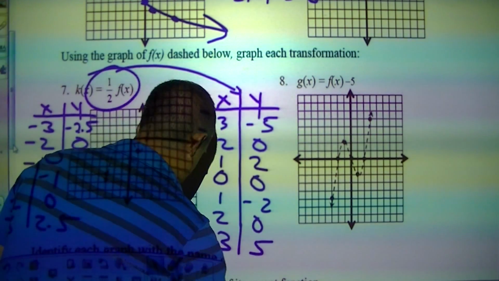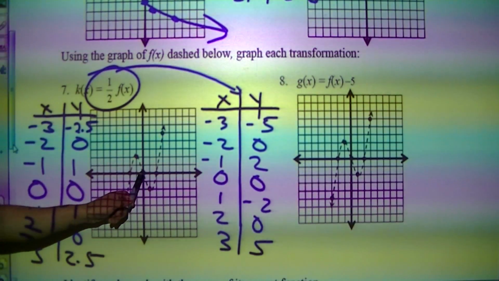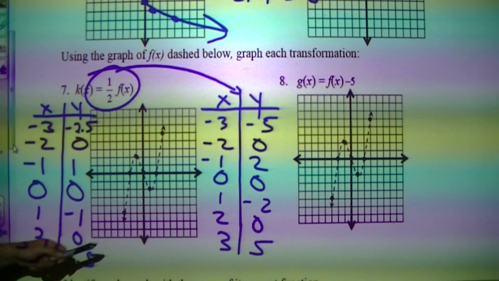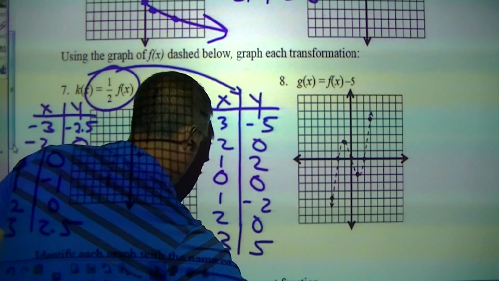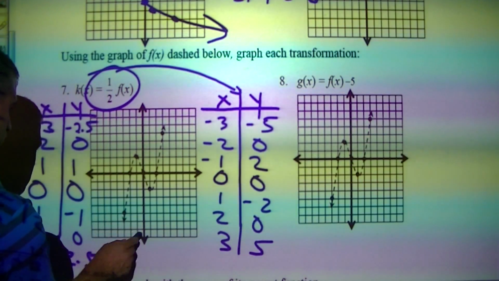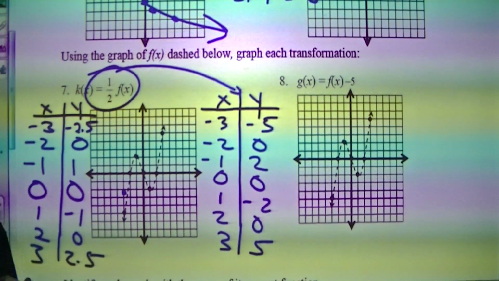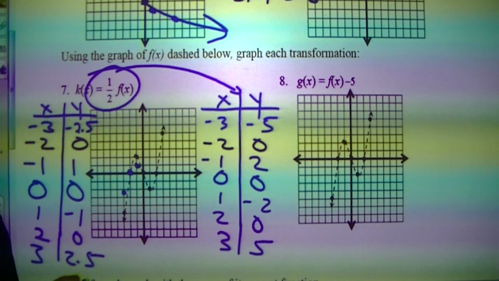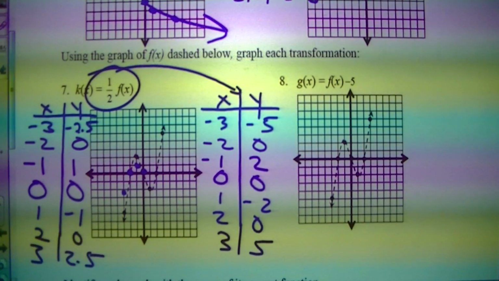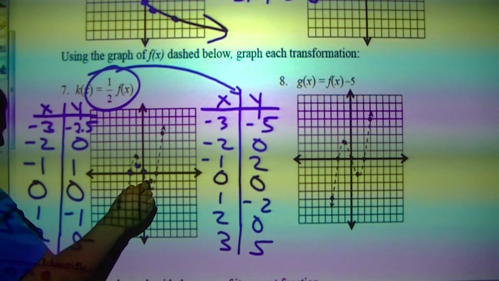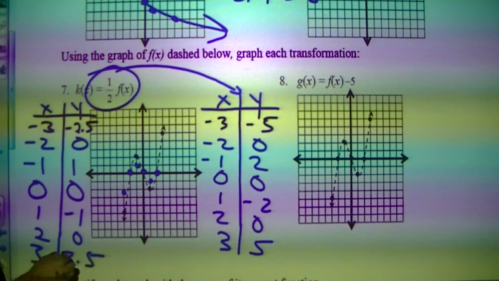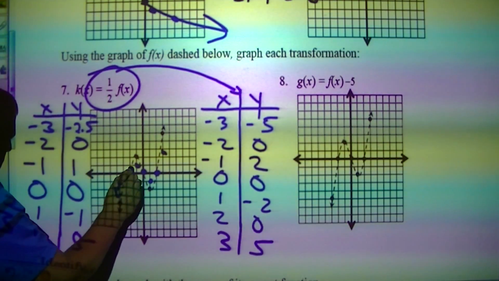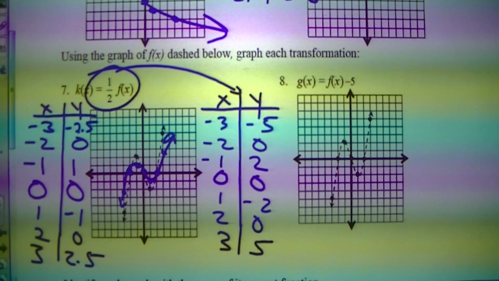So what you do is you go ahead and graph it. So -3, 0, -3, 1, 2, and 3, down 2.5. 1, 2, 2.5. Let me use a different color. 2.5 would be about here. -2, 0, same thing. -1, 1 would be there. 0, 0 would be there. 1, -1 would be here. 2, 0 would still be there. And 3, 2.5 would be here. So it's a little bit narrow, a little bit skinnier.